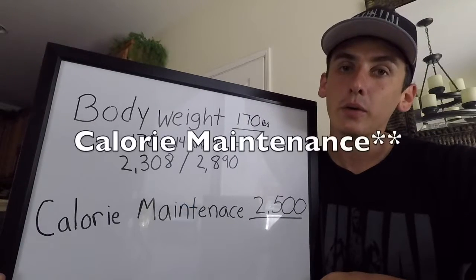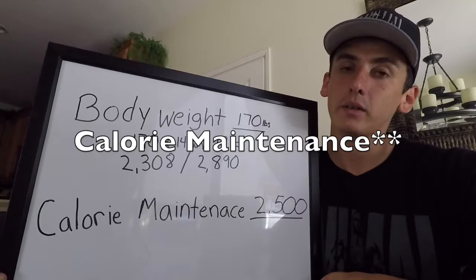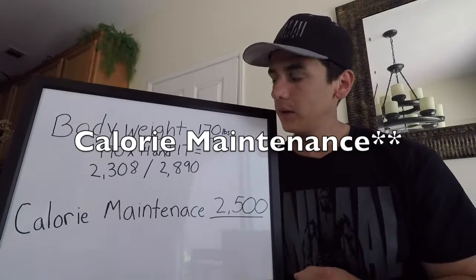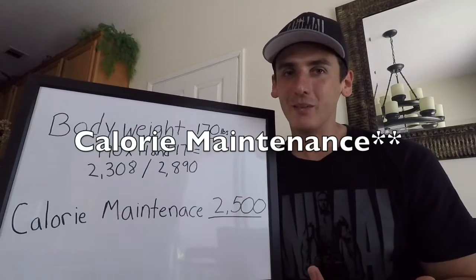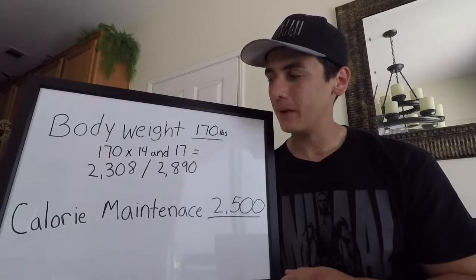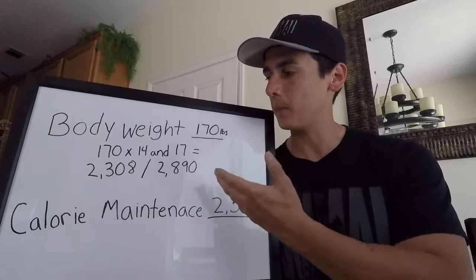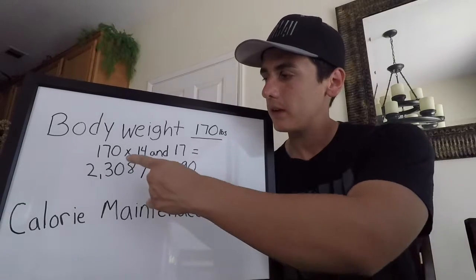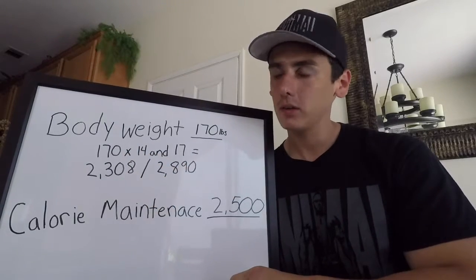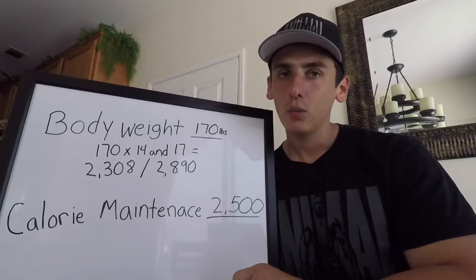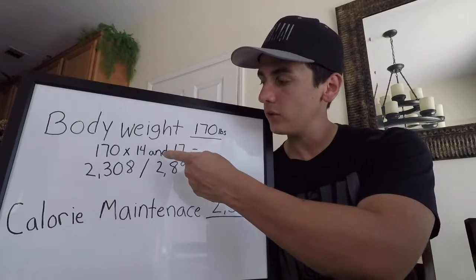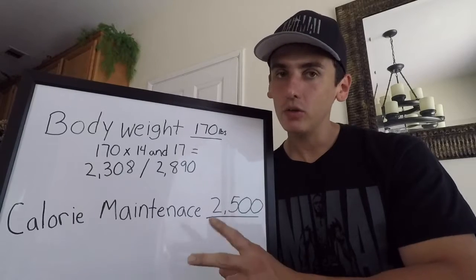So this is how you are going to find your calorie maintenance. You take your body weight. My body weight is 170 pounds. Not really, it's not really 170 pounds, but here is an example. Take 170 pounds and multiply it by 14 and 17. Once you multiply each of those numbers, you're going to get two numbers.